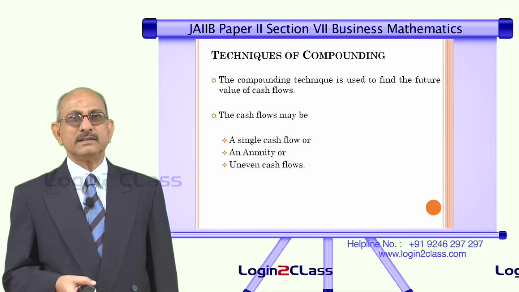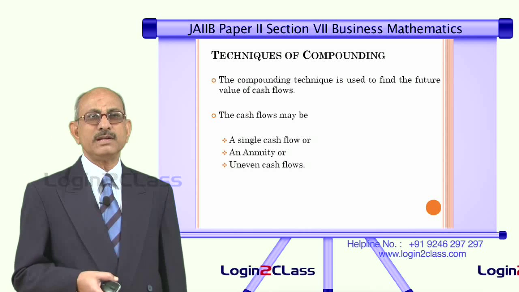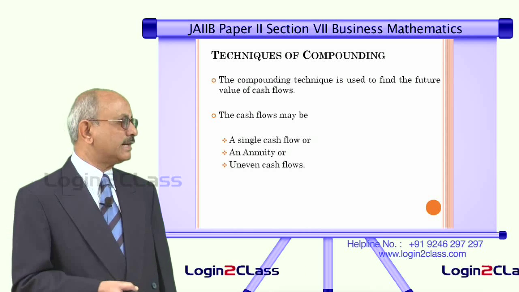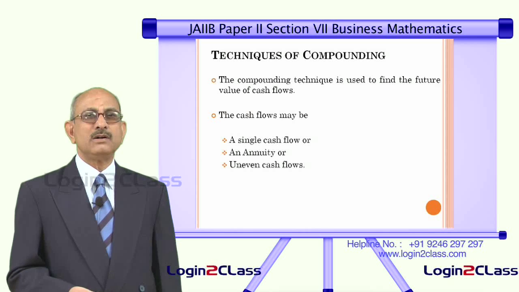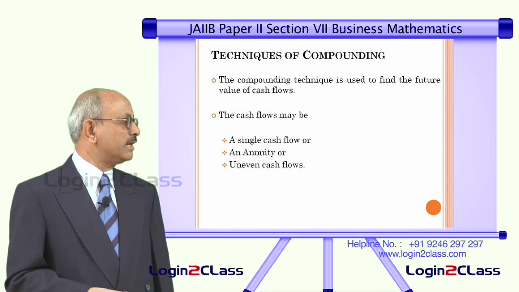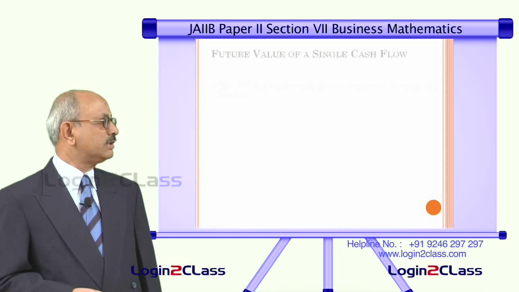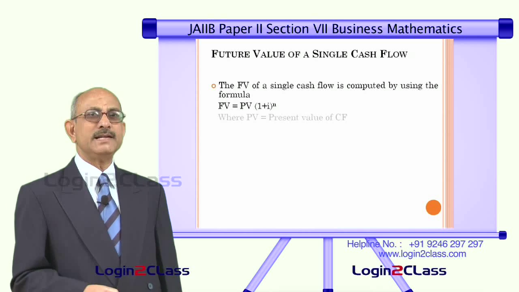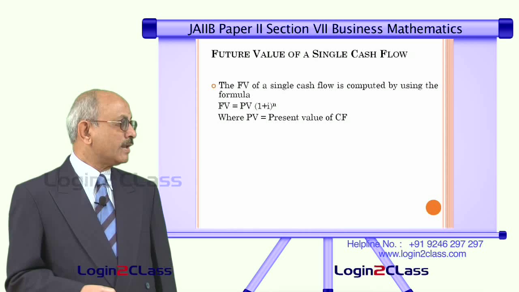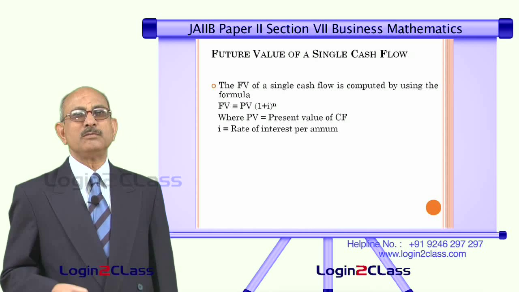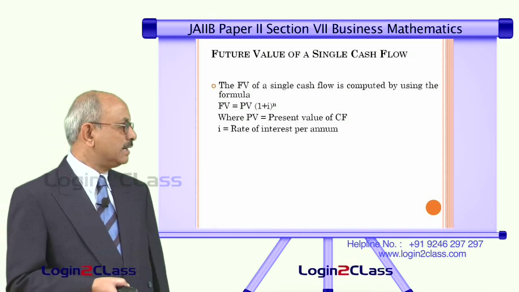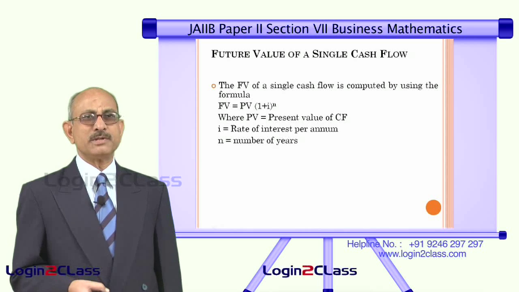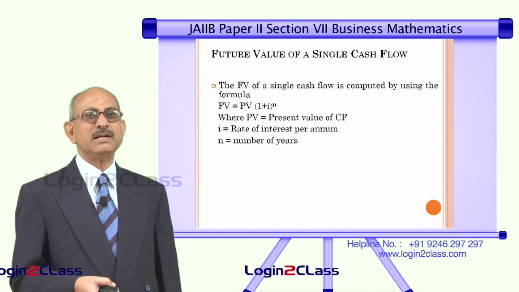Here also, like in the case of the technique of discounting, we have 3 situations given the different types of cash flows. The cash flows again can be a single cash flow, an annuity, or uneven cash flows, and the same formula is used. In the case of a single cash flow, we use the formula: future value is equal to present value into (1 plus I) raised to n. That (1 plus I) raised to n is called the compounding factor, and that compounding factor also is put in the form of a table for ease of calculation, and that is known as the future value interest factor. So, future value is always given by present value into future value interest factor for given I and n.